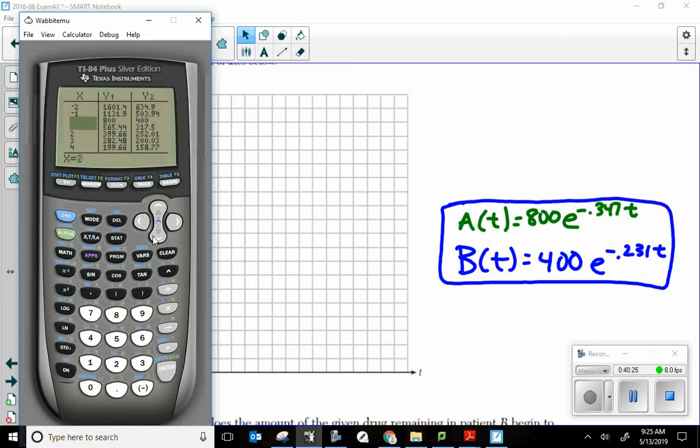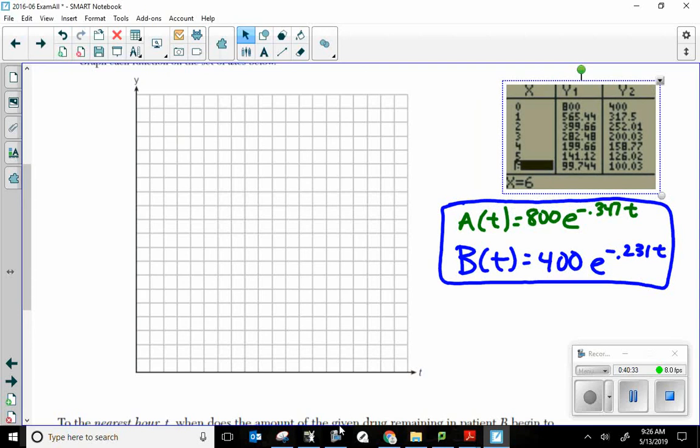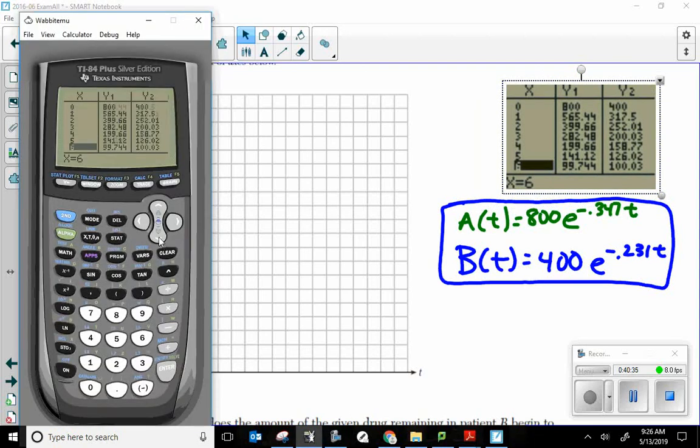Starting at 0. Okay, and eventually we're going to have to plot these. Okay, I'm going to go back here. And I'm going to go down from 6.